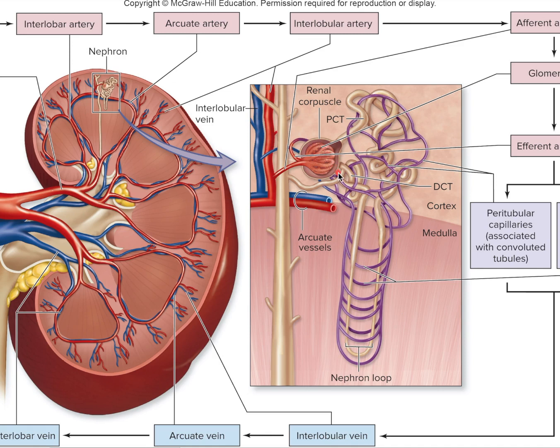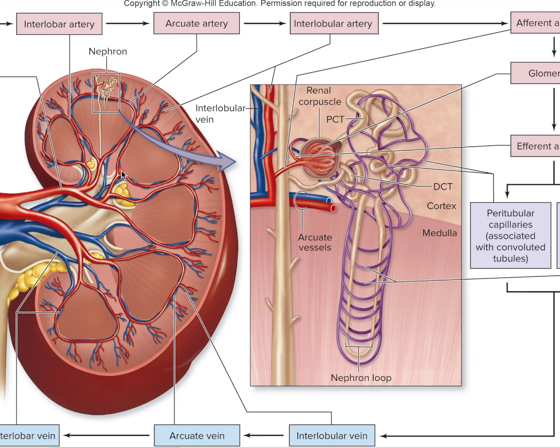Or that efferent arteriole could send a capillary bed around this loop here. And the capillary bed surrounding the loop is called the vasa recta. So the efferent arteriole could either be the peritubular capillaries or the vasa recta. And then that vasa recta will then turn into a venule, which then will empty into the interlobular vein that is in the cortex here, and then will empty into the arcuate vein, and then the interlobar vein.